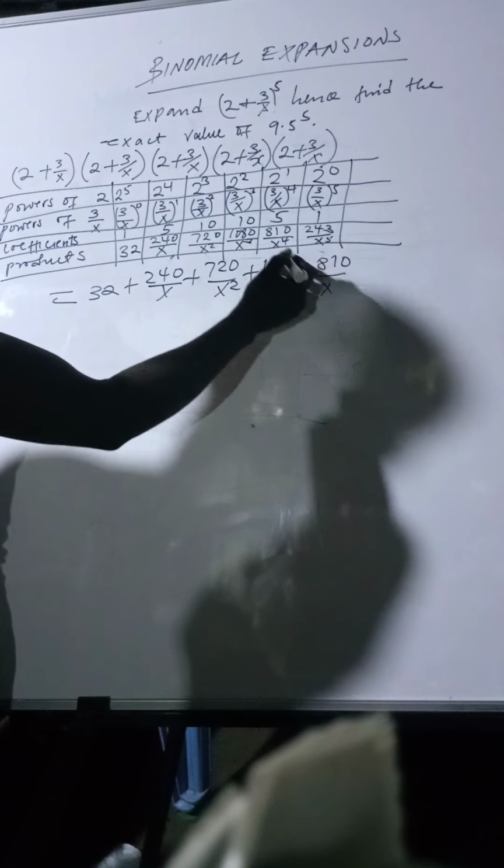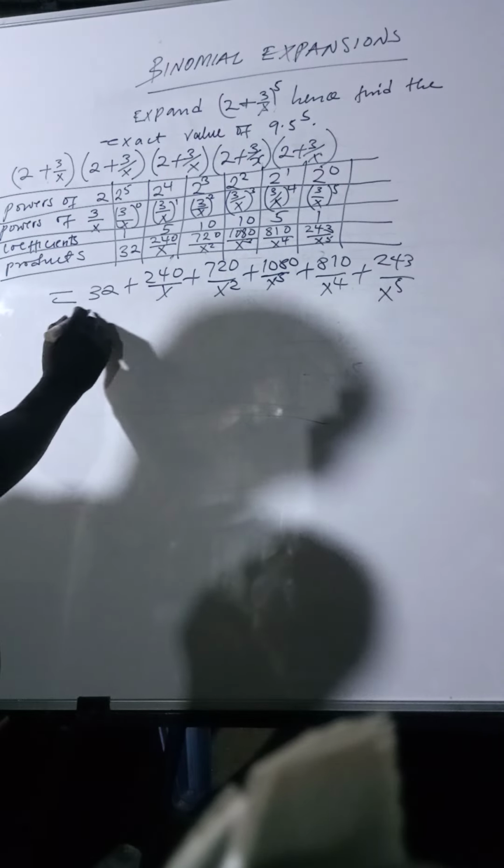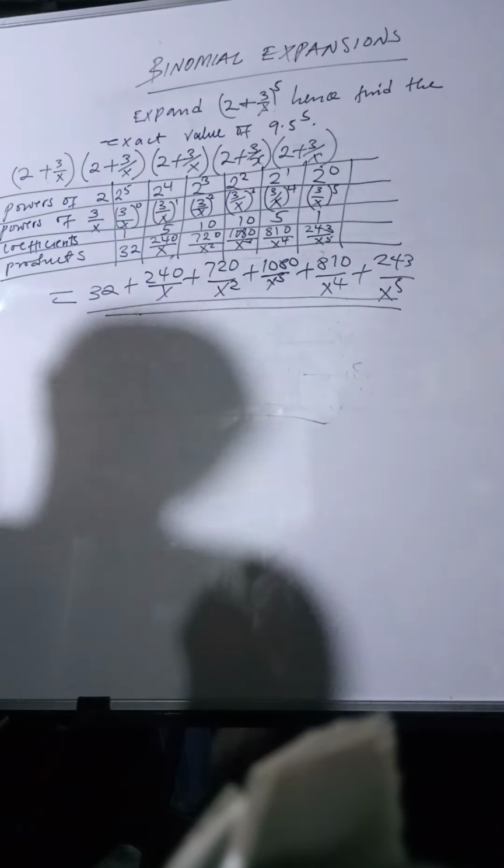So now our expansion becomes 32 plus 240 over x plus 720 over x squared plus 1080 over x raised to the power 3 plus 810 over x raised to the power 4 plus 243 all over x raised to the power 5. So we have just written this one. Now you add because of this addition. You just add like that. So this is what you are required to do. That is the expansion.